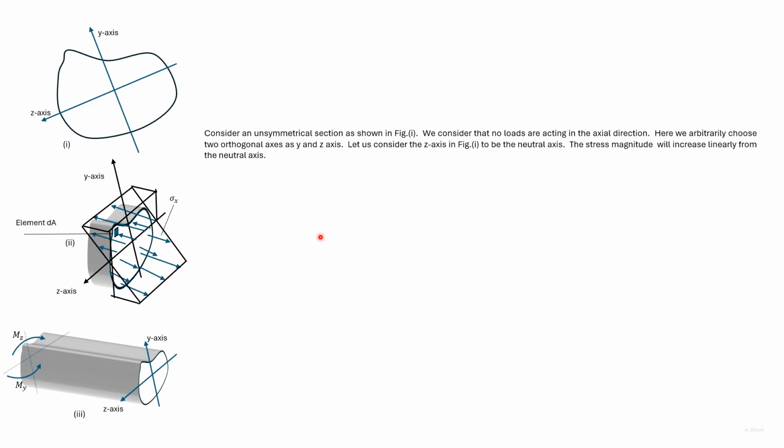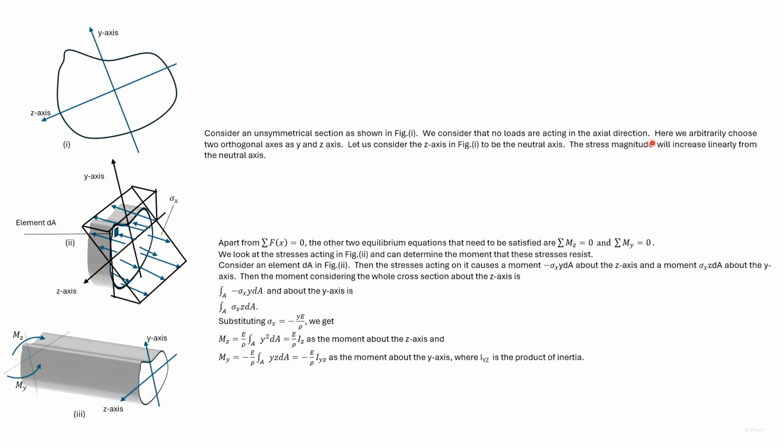Here, however, we have an unsymmetrical section. We'll work in reverse, where we assign the position of the neutral axis arbitrarily. So that z-axis here is taken as the neutral axis. We'll then work backwards to find the moment. With an unsymmetric section, the variation of stress is still linear.